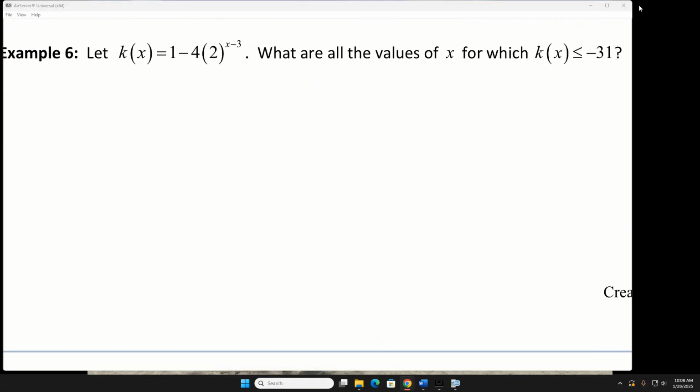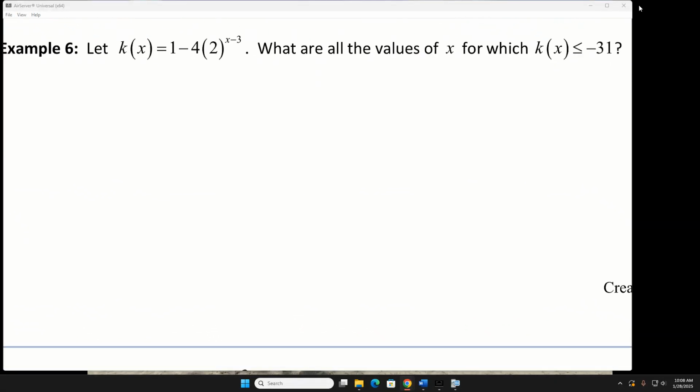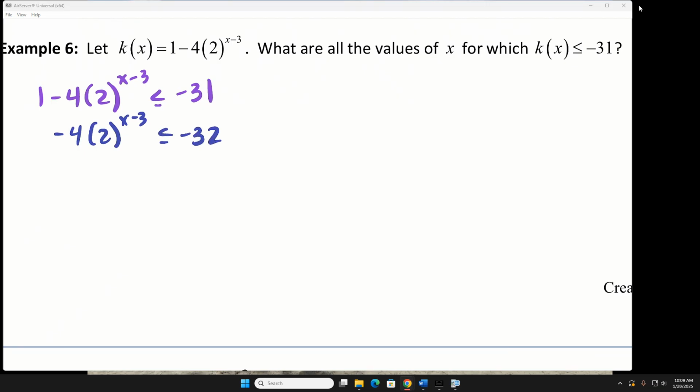So we want to know when k is less than or equal to -31. So I'm just going to take it and set it less than or equal to -31. And then just kind of solve it like it's an equation, except there are some rules about inequalities you need to make sure you remember. But we'll subtract that 1. And then we're going to want to divide by -4. So what happens on the inequality when you divide by a negative?